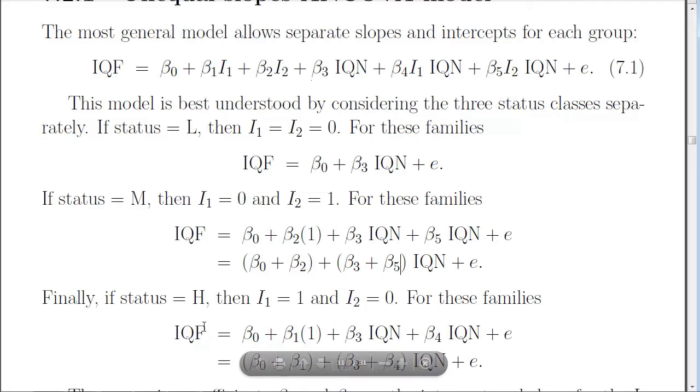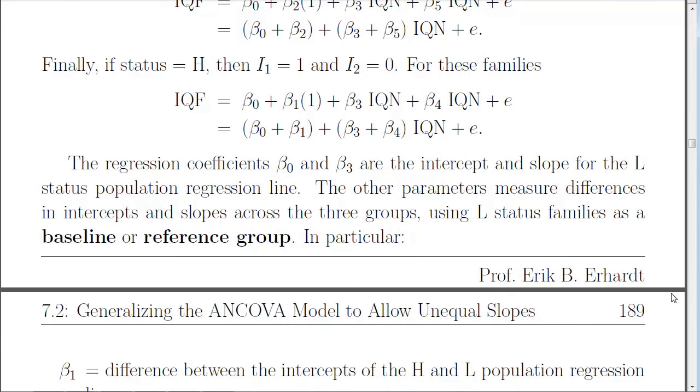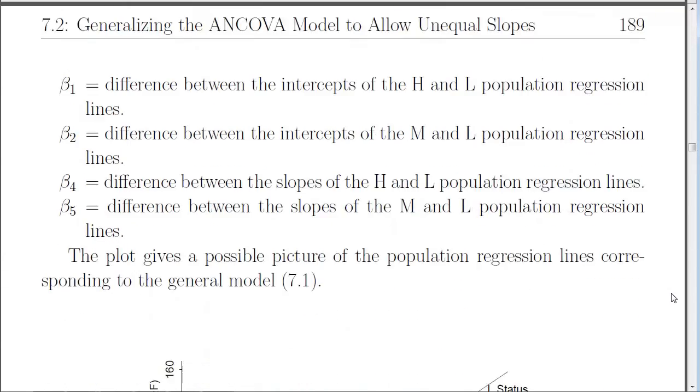And then similar for the status high group. Okay, when we've got I1, which is the indicator for the high group, equals 1, and I2 equals 0. So in this case, we get the modifier beta 1 down here, and I1, we get the modifier beta 4 down here. Okay, so now beta 1 is the difference between the high group intercept and the low group intercept, and beta 4 here is the difference in slope for the high group relative to the low group. And that's what all that stuff says.